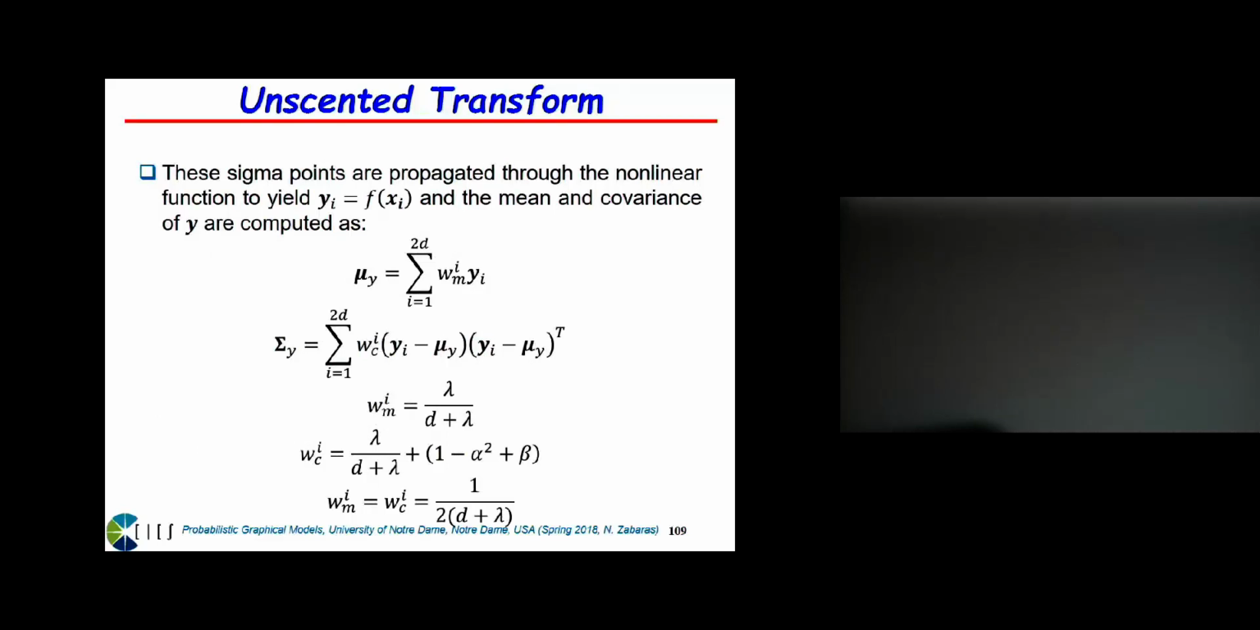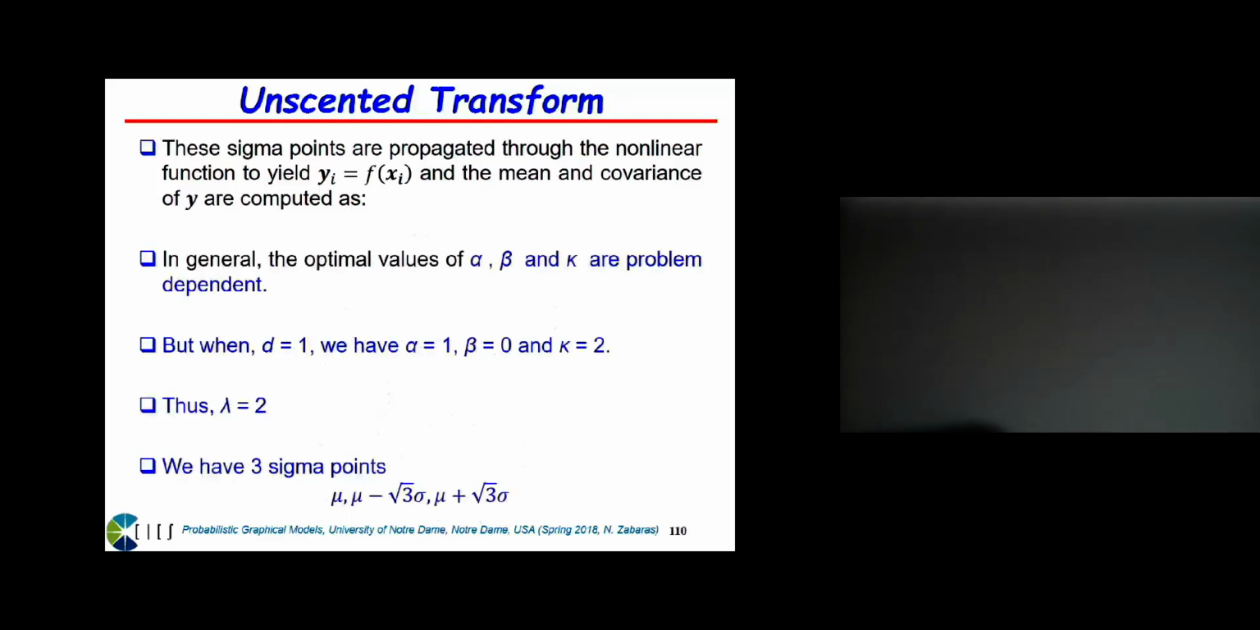Effectively, if you pass this through the function and you want to compute the mean and the variance, this is the general transform. Okay, this looks very much like sample mean and sample variance. The only difference here is because these points were selected in some optimal way, their weights would not be equal. So the weights here have to be calculated depending on the parameters that you use in the uncertainty transform.